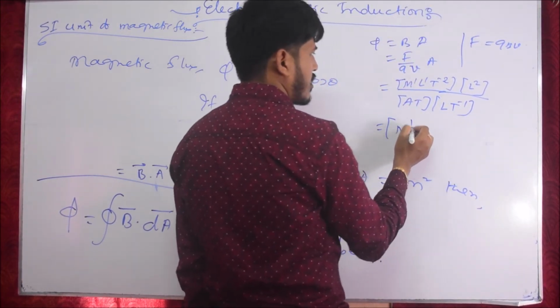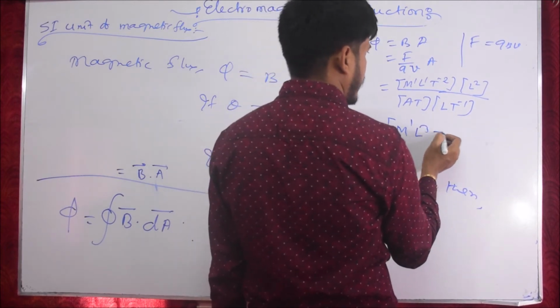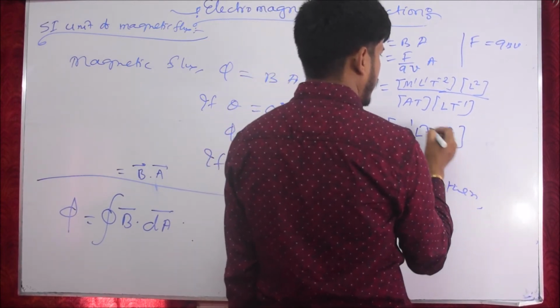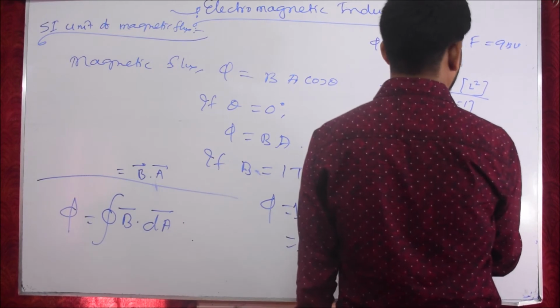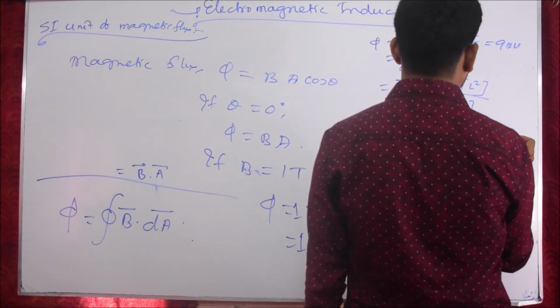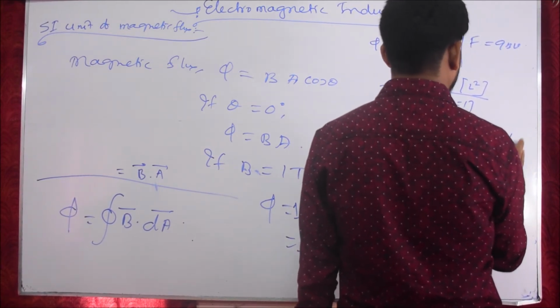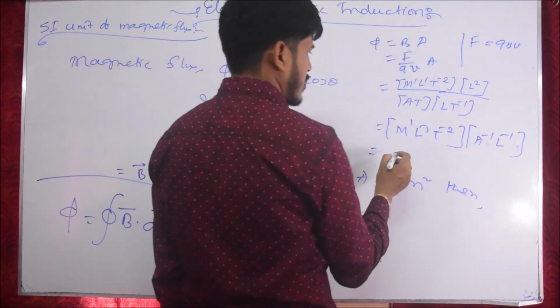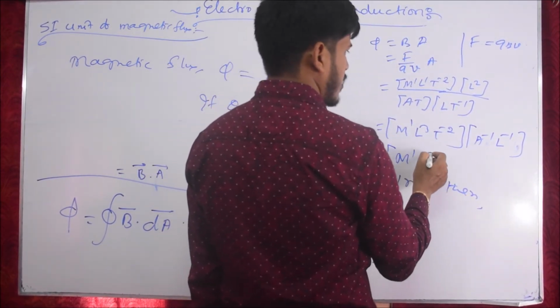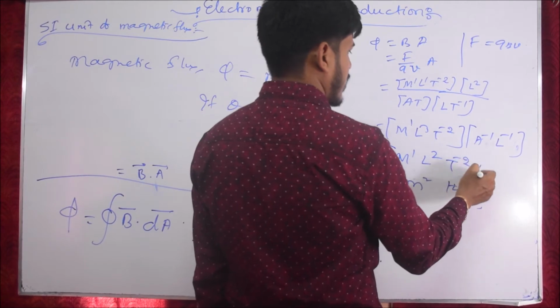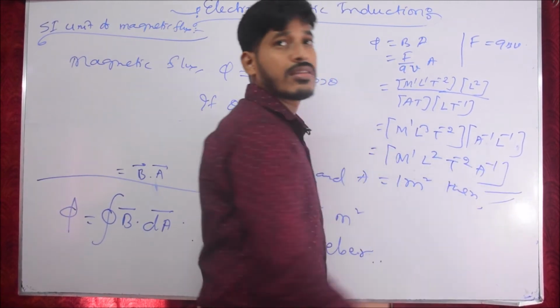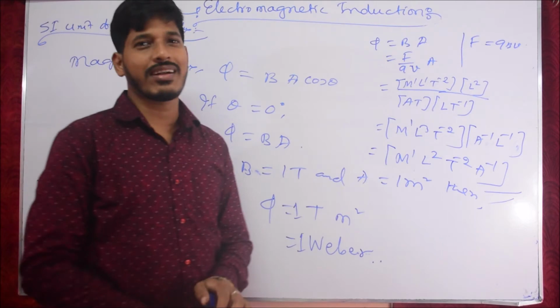So, M1 L3 T minus 2, then A minus 1 L minus 1. Ultimately it is M1 L2 T minus 2 A minus 1. This is the dimensional formula of magnetic flux.